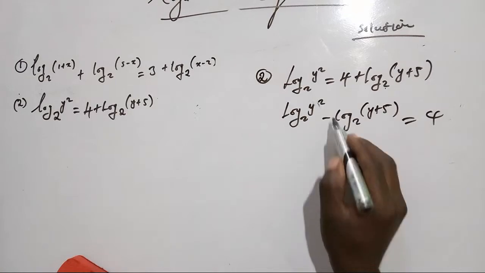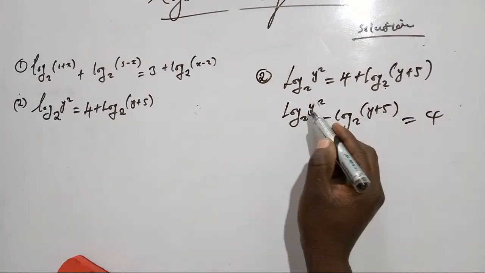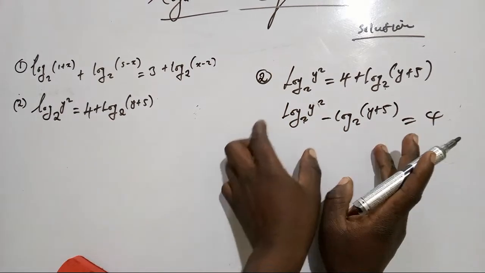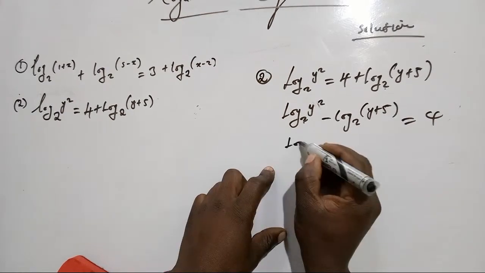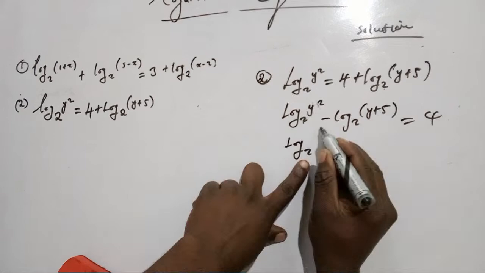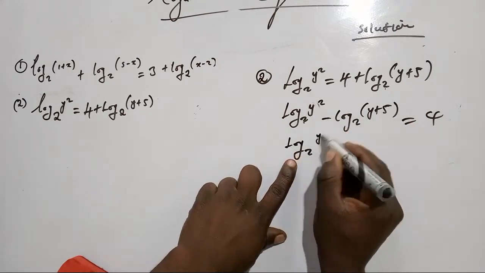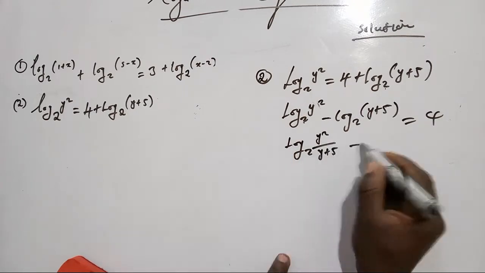Like I said, whenever you're having a negative here, that means you are dividing the powers because we have the same base. So you have to get one logarithm because it is common. So you're going to say log 2 to the power, and this one should be divided with it because we have a negative. So it will be y squared over y plus 5, right, which should be equal to 4.